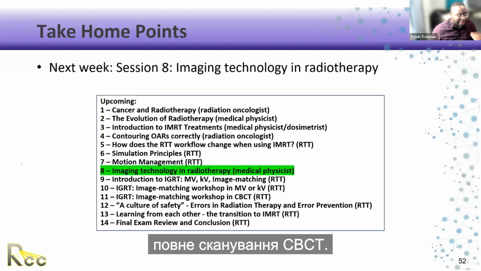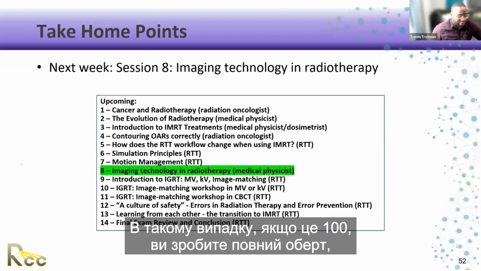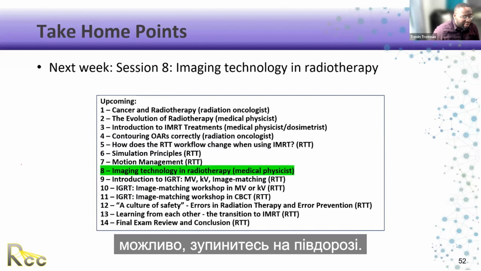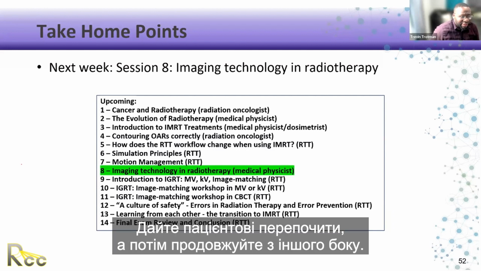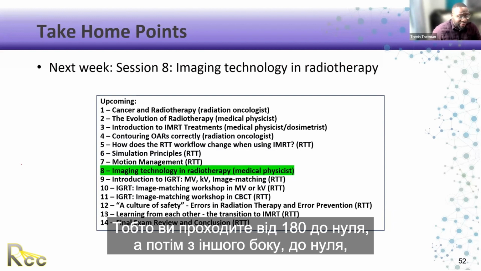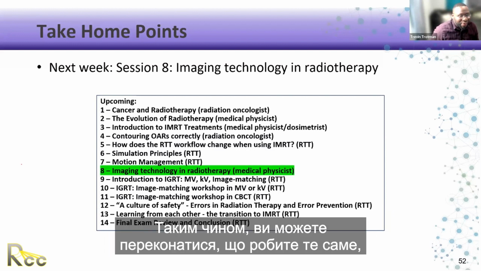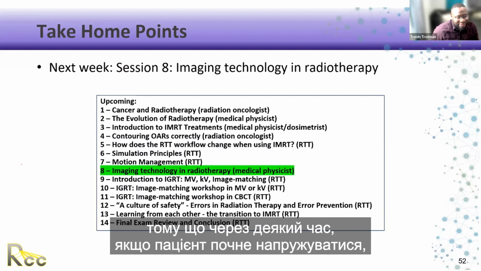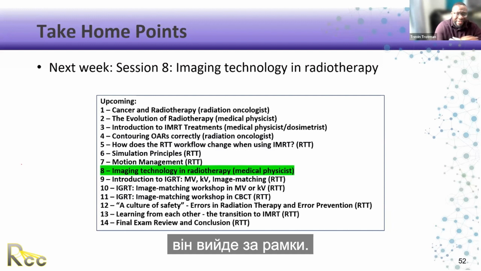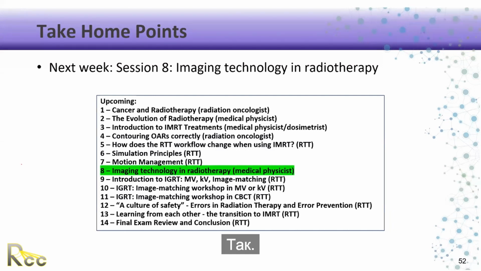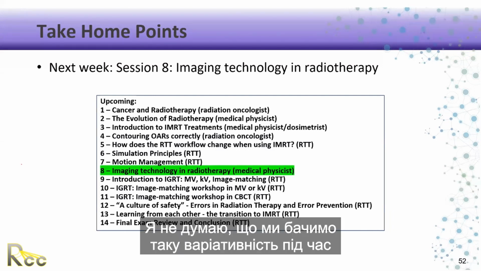In that case, if you're doing the whole spin, you probably stop halfway, give the patient a break, and then continue the other side. So you go from 180 to 0, and then the other side, by 0, you take a break and then go again. That way you can establish that you are doing the same, because after a while, if the patient starts to strain, then they'll be outside of that. So does that make sense? Yes, thank you very much. I don't think we see that variation during treatment.